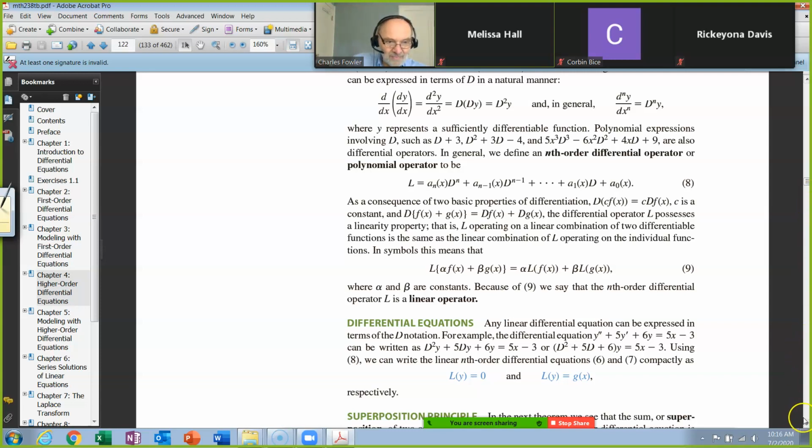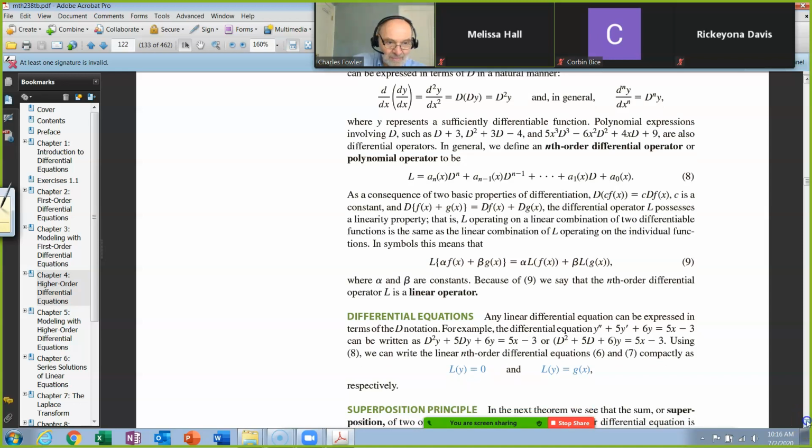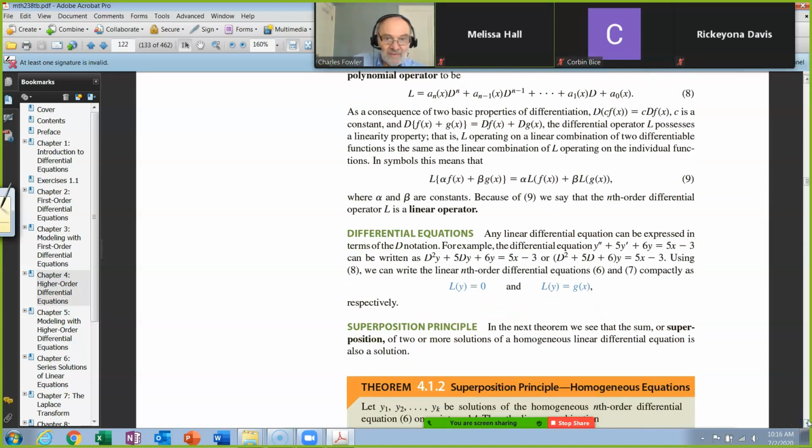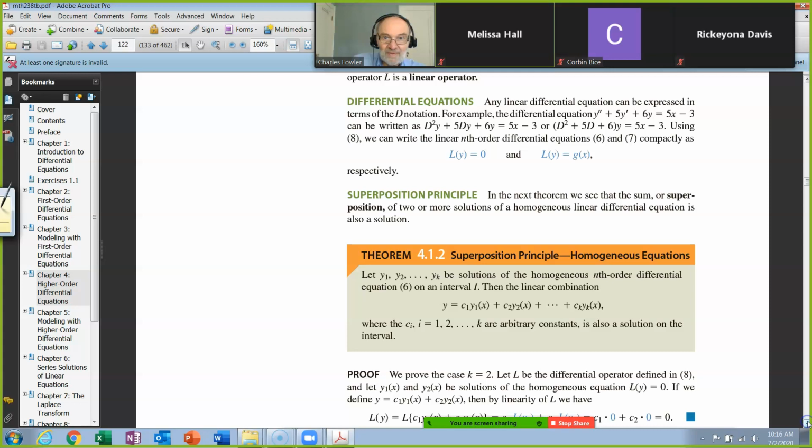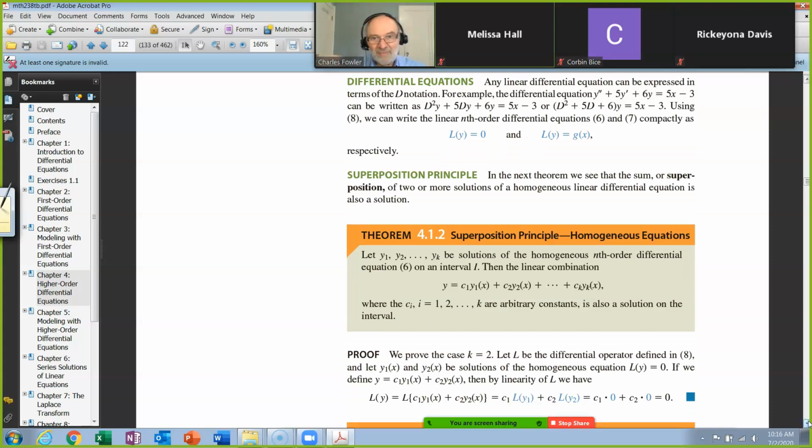Okay, now what I was trying to do before was get us down here, and my pen went its own direction. Okay, we finished with linear operators, which was a lot of blah, blah, blah, but we will sometimes use them. Now, differential equations. That's what the whole course is about. Any linear differential equation can be expressed in terms of this notation. For example, here's one: y double prime plus 5y prime plus 6y equals 5x minus 3.